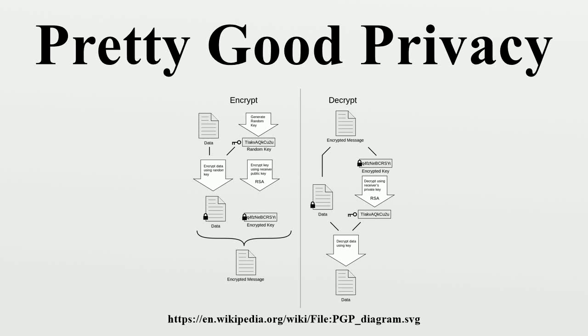Pretty Good Privacy is a data encryption and decryption computer program that provides cryptographic privacy and authentication for data communication. PGP is often used for signing, encrypting, and decrypting texts, emails, files, directories, and whole disk partitions, and to increase the security of email communications. It was created by Phil Zimmermann in 1991.